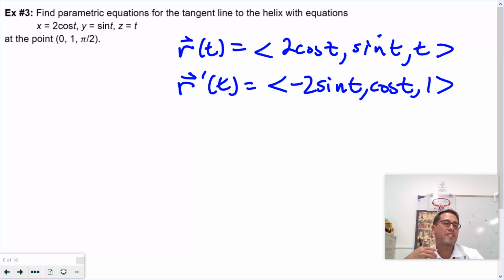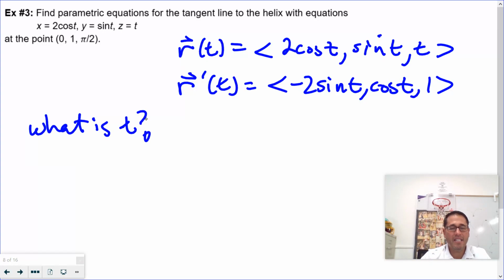Okay. Now the question is, when you're doing these, you kind of have to determine, what is t? The main question here is, what is t? We can pick t to work out for what we need it to for the problem, and we're trying to find this at the point 0, 1, and pi over 2. So let's think about this a little bit.